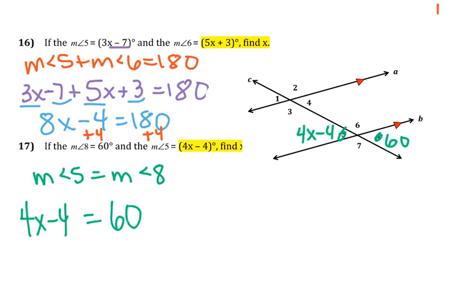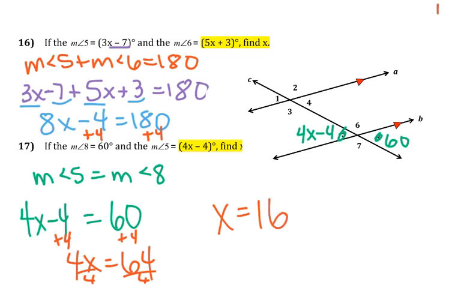So get the x by itself. I'm going to add 4, so I have 4x is equal to 64. I'm going to divide by 4. So x is equal to 16. And that's what x is equal to. Okay, so you should be able to solve the equations in your homework. You can go back and refer to these examples to help you if needed.